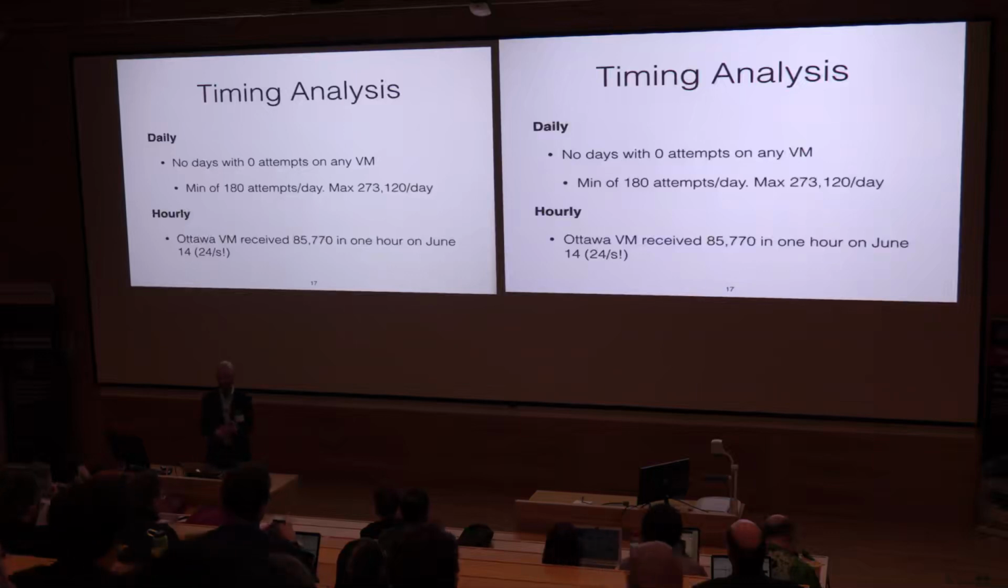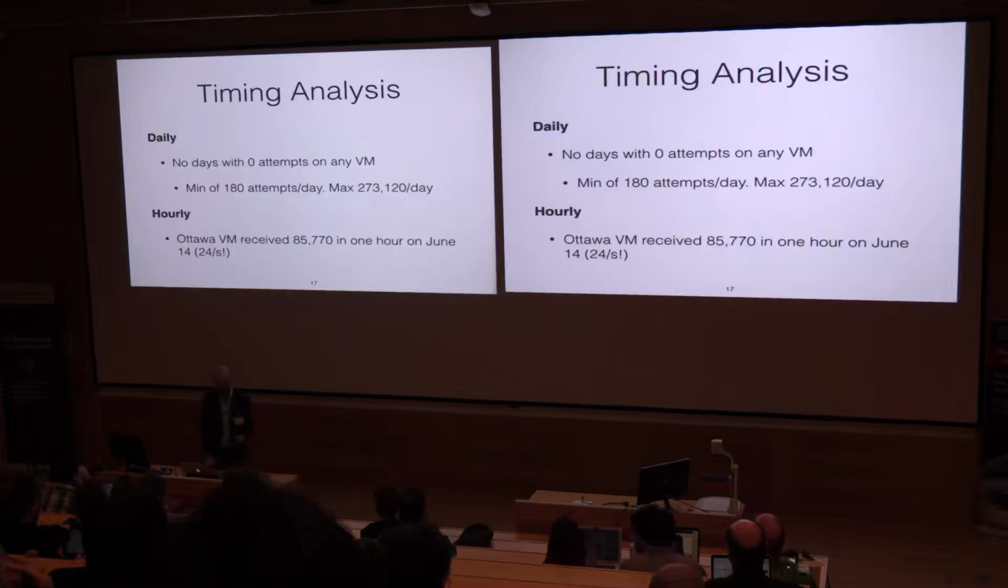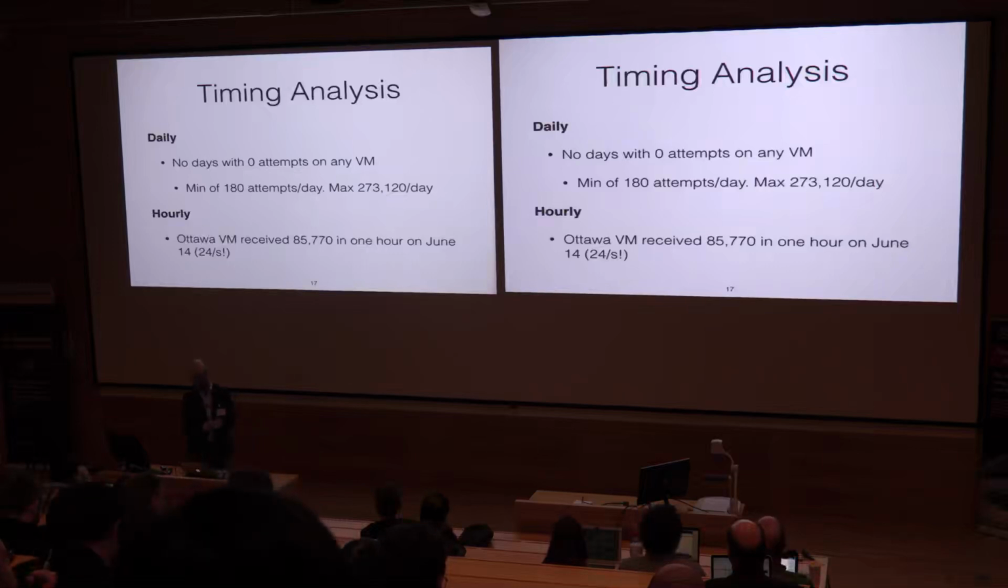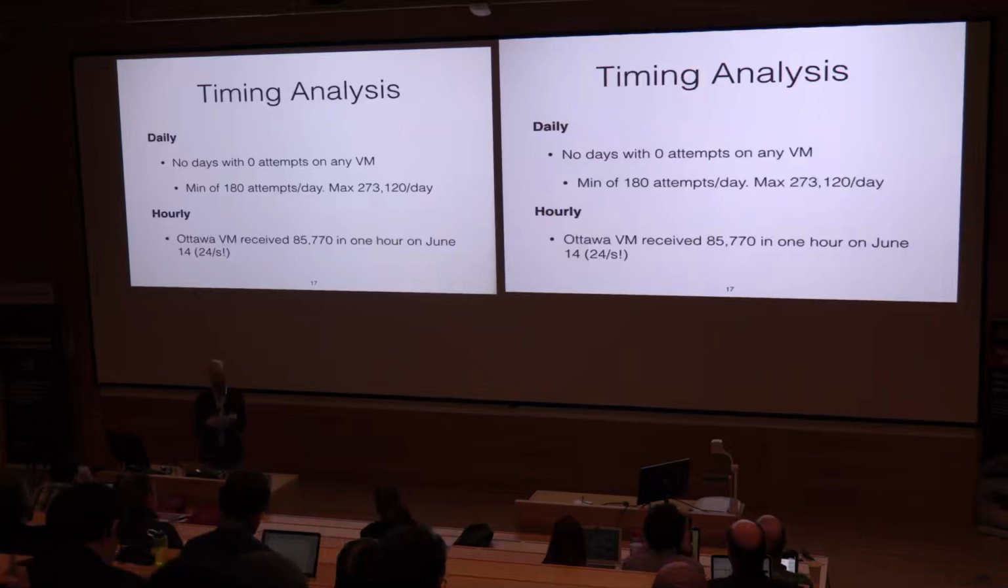Perhaps I should have said this earlier, these VMs had no DNS entry anywhere. They had no forward or reverse DNS. They were not advertised anywhere. These were just fresh IP addresses, and even in that case, we were receiving all of these attempts. The Ottawa VM got hit the hardest overall, and we saw that in 1 hour on June 14th it received over 85,000 attempts in a single hour. So that's 24 login attempts per second. These things will fill up your log files very, very quickly.